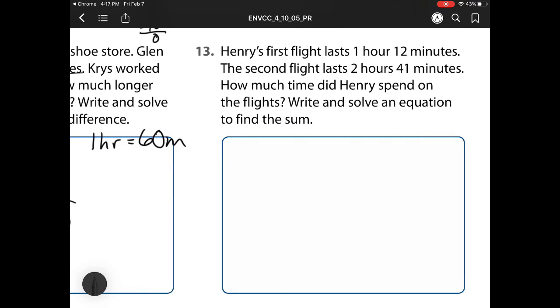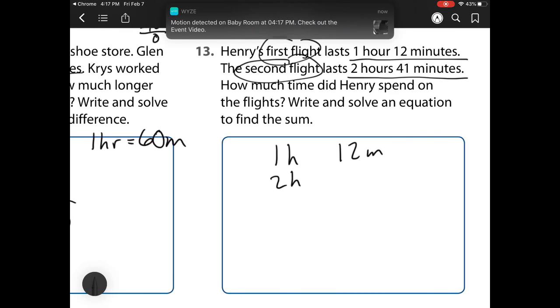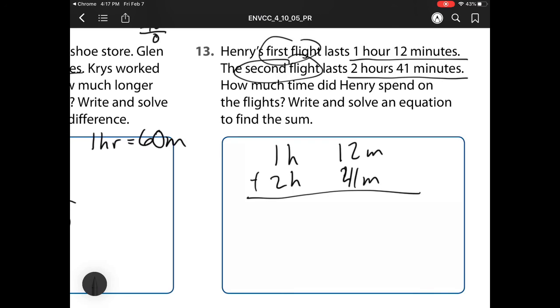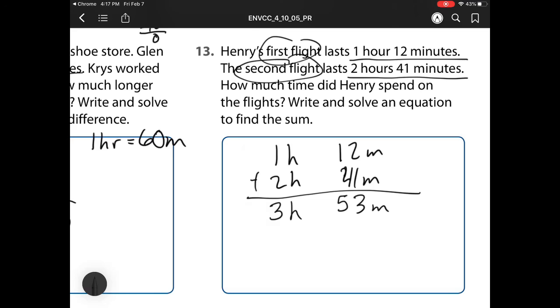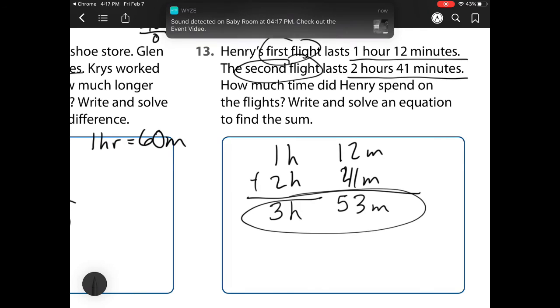For Henry's first flight, we have it lasting 1 hour and 12 minutes. The second flight is 2 hours and 41 minutes. How much time did Henry spend on the flights? So here we have one flight plus a second flight, so I have to add them together. So this is my setup, and now I need to add 12 plus 41. 12 plus 41 is 53 minutes. And then 1 plus 2 is 3 hours. So here I have 3 hours and 53 minutes for my final answer for how much time he spent.